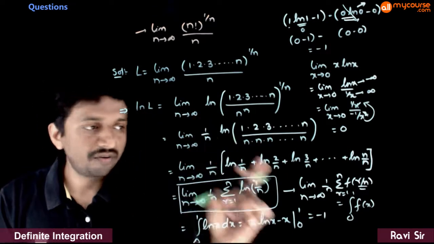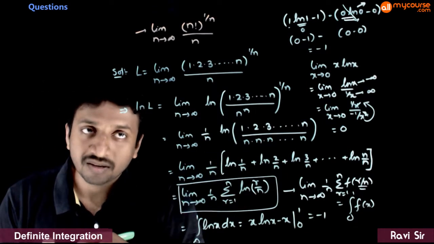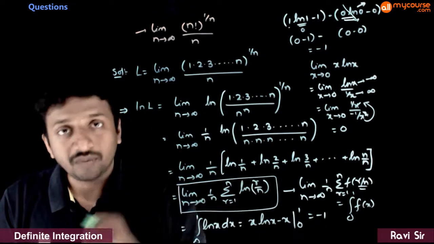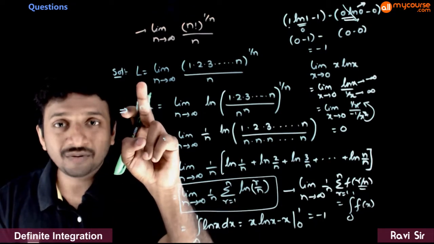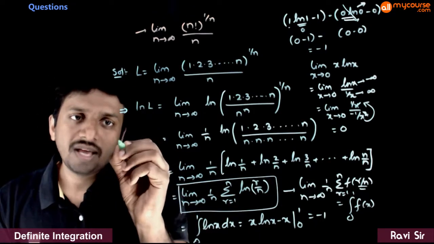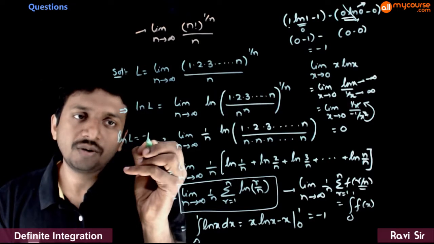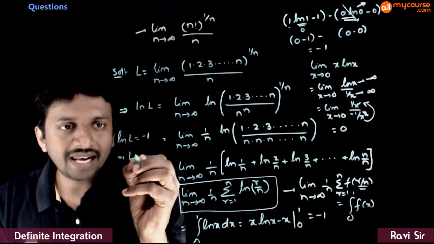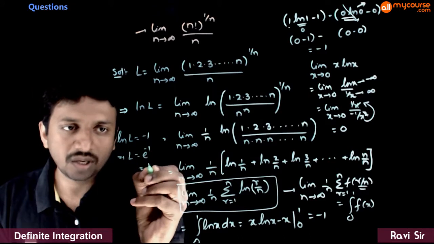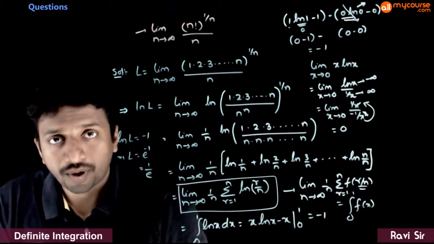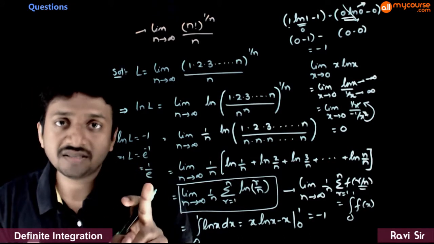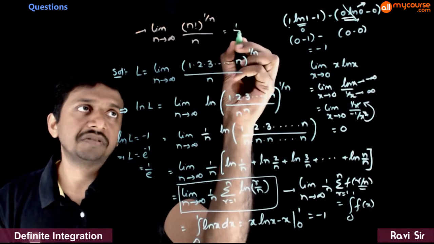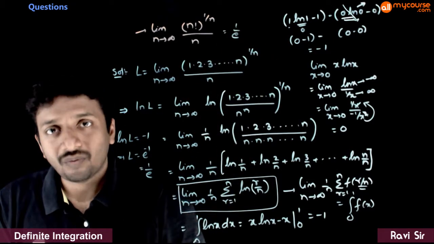So ln of L is equal to minus 1. I need the value of L. ln of L is equal to minus 1. This implies L is equal to e power minus 1, or 1 by e. So this is the answer to this question. This limit is equal to 1 by e.